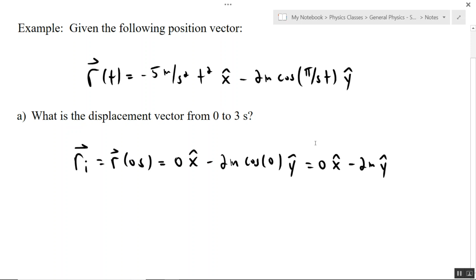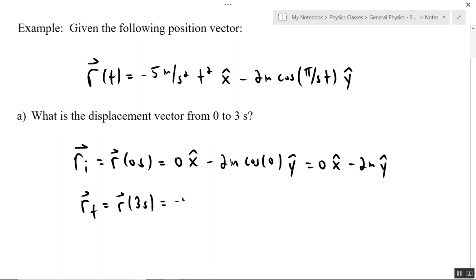So I wrote it with the 0 there. You don't have to write the 0 if you don't want to. You could just put minus 2 meters y hat, but I just put it there. So this is basically the initial position of the object. It's at 0, minus 2 meters, right? This is where it starts. Okay, so then what we're going to do is figure out where it is at 3 seconds, which is the final position vector.